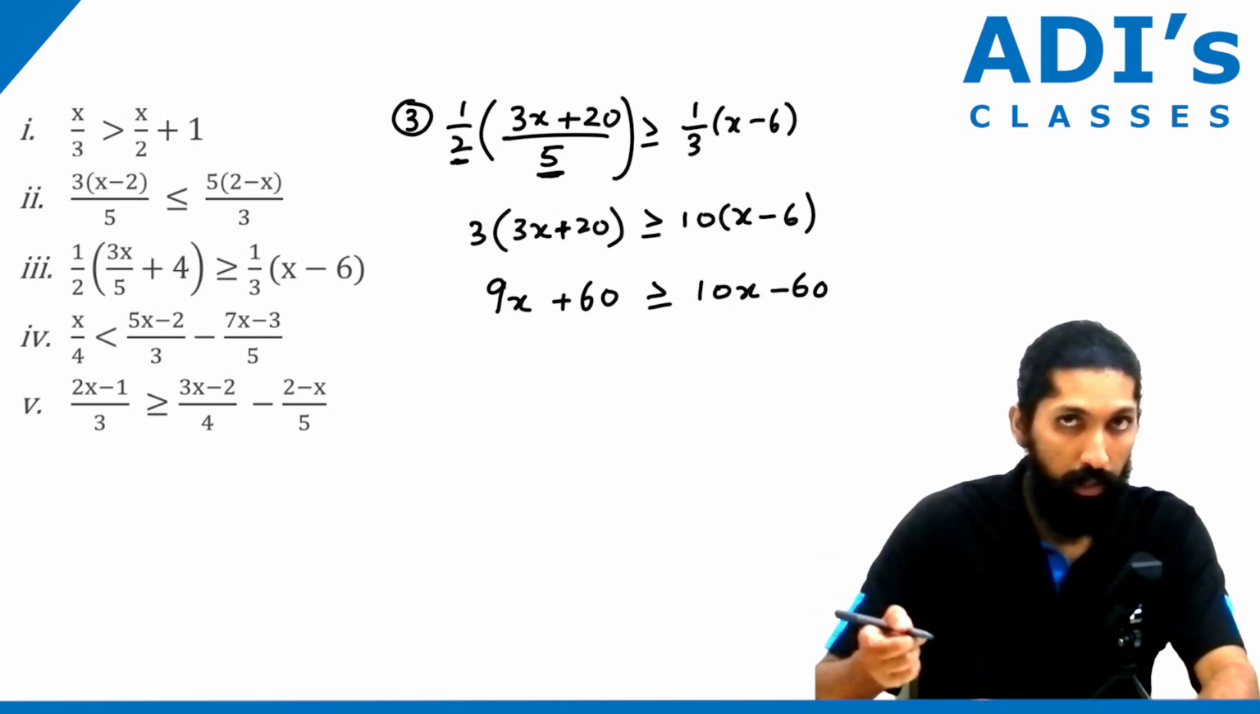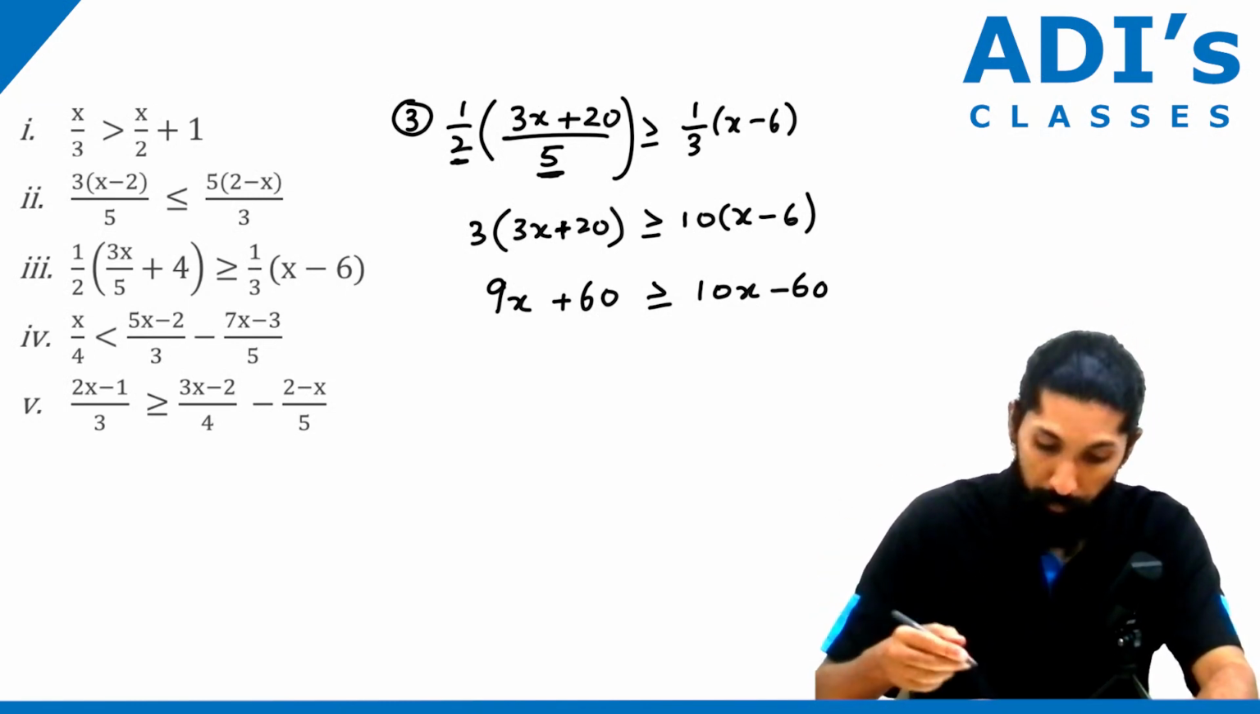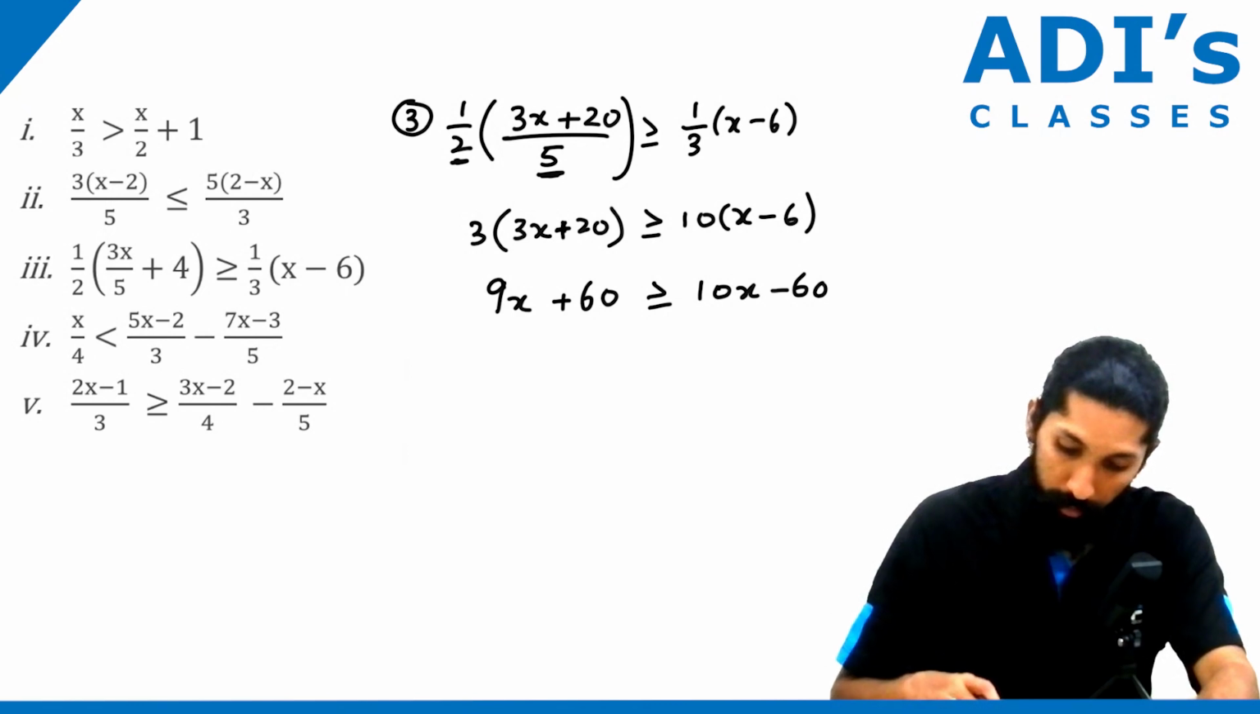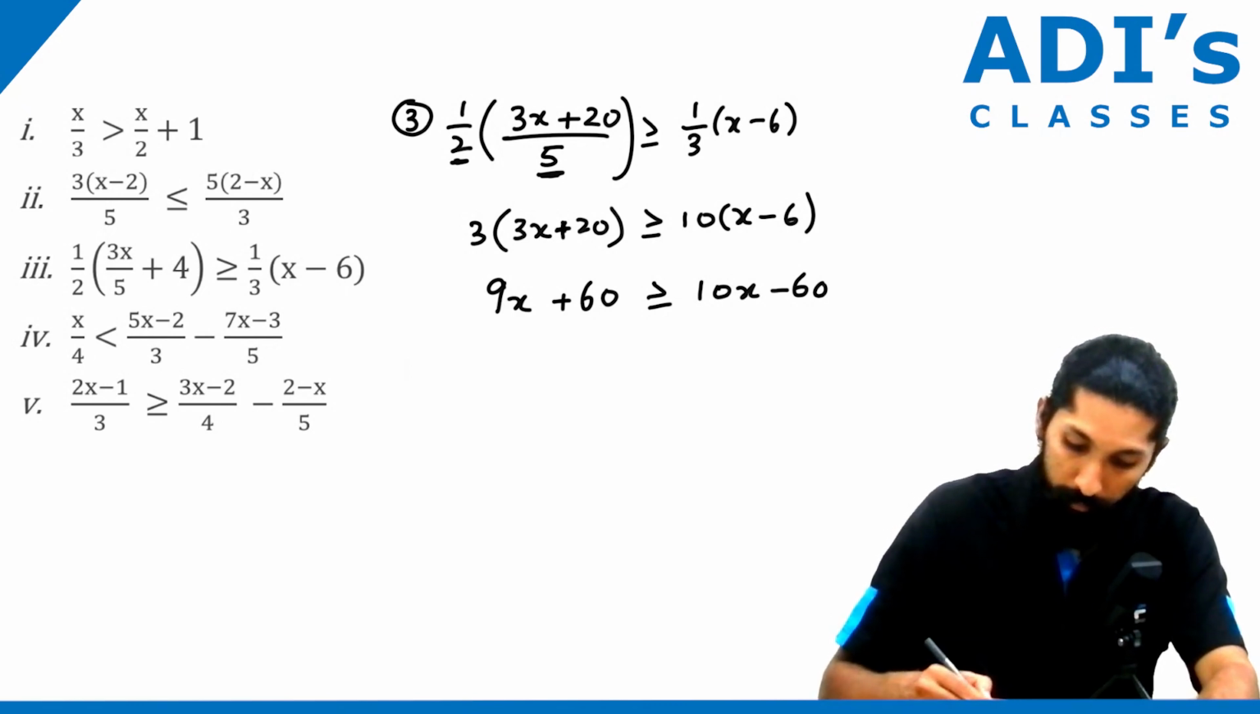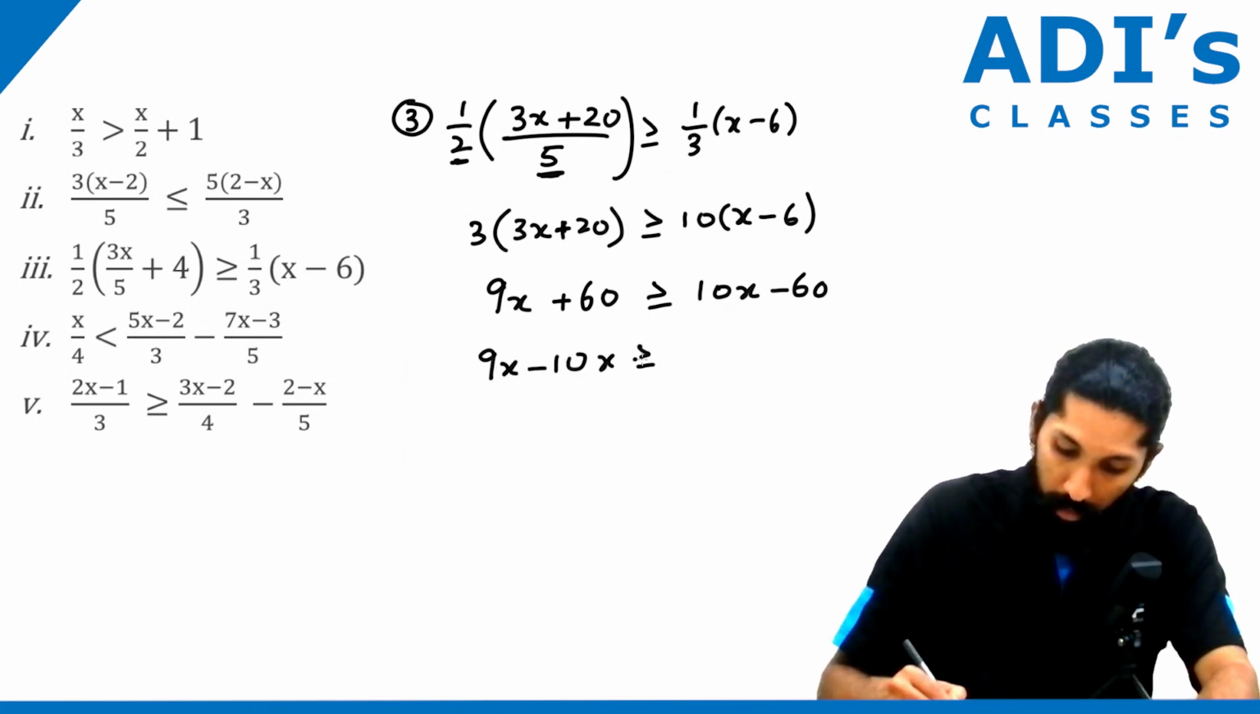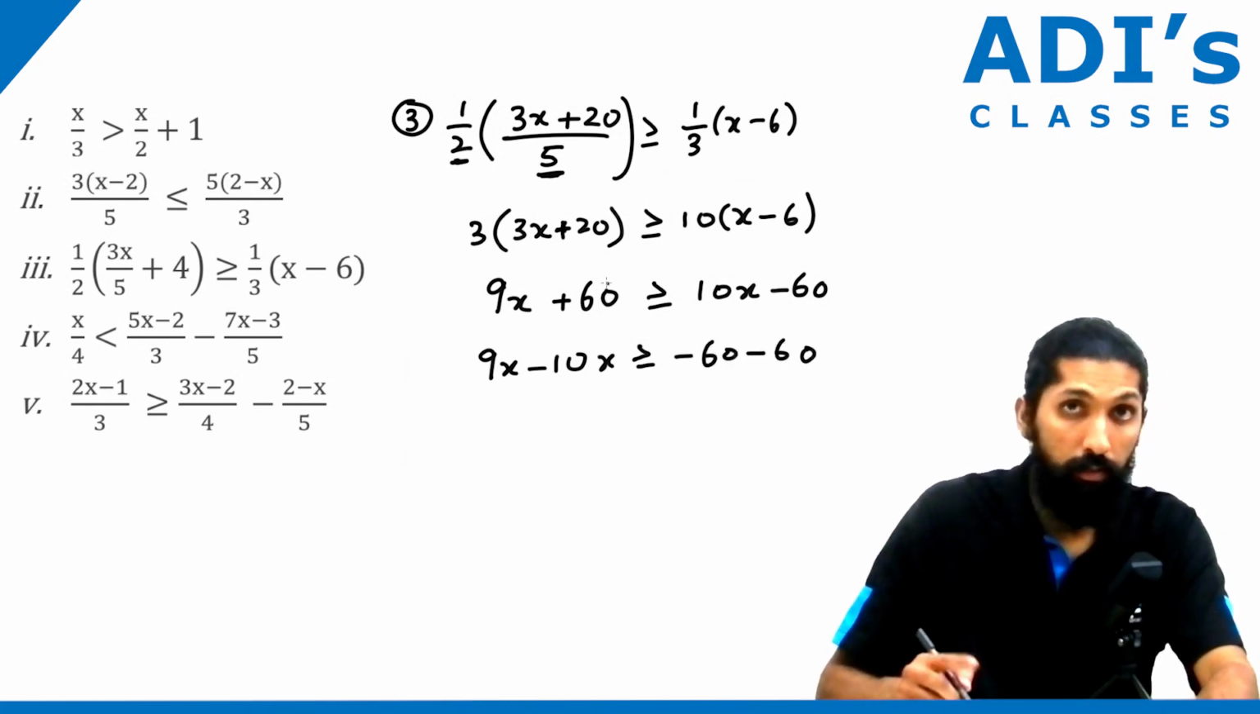Again, transposing just like what we did in the previous problem. Take the 10x this side. So 9x minus 10x is greater than or equal to minus 60 minus 60, because the 60 goes to the right hand side.